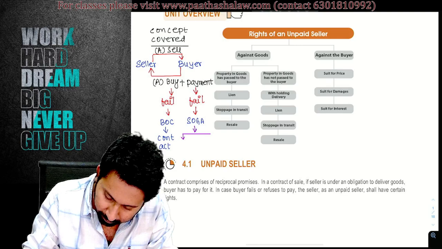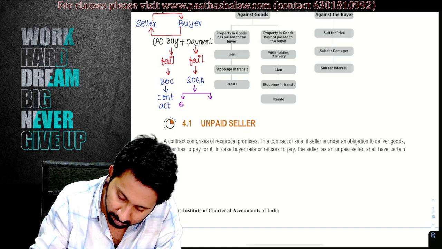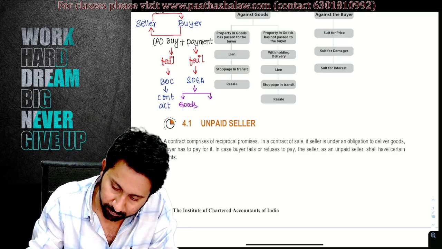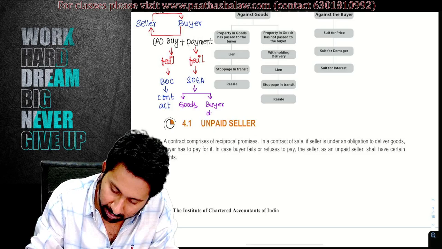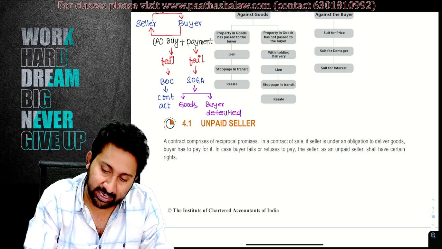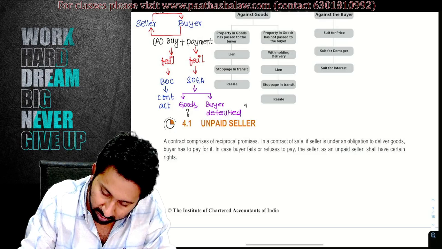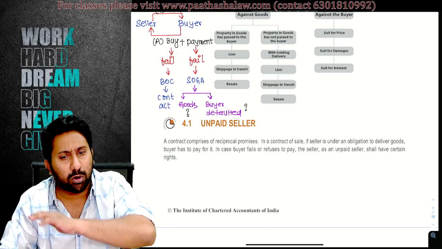First part, what will happen to the goods? What will happen to the buyer who has defaulted? That means he said he will buy, but he didn't buy. What can I do with the goods he promised to buy? What will happen to the defaulted buyer are the two points which we are going to cover throughout this particular chapter. That's what he conveyed here.